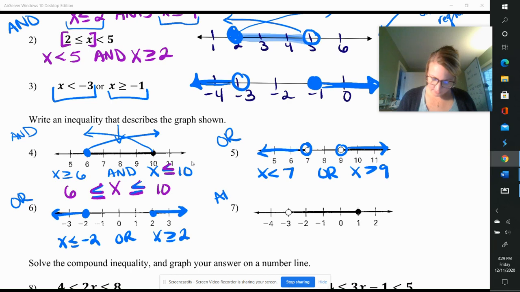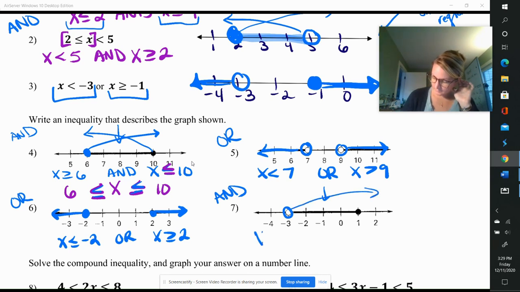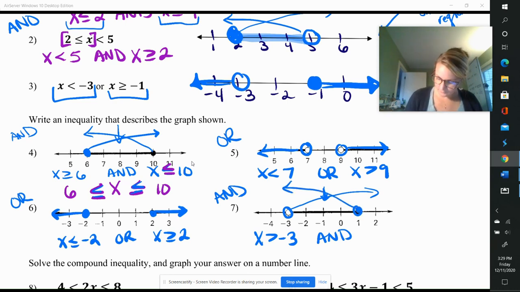And 7 is an AND inequality. Start with the left. For this to be the overlap, we would have had to shade to the right. So x needs to be greater than -3. And for this to be the overlap for +1, we would have had to shade to the left. So x also needs to be less than or equal to 1.